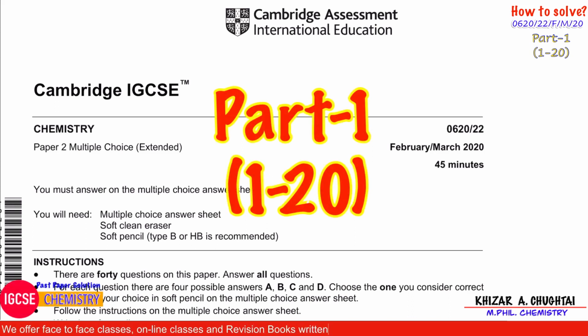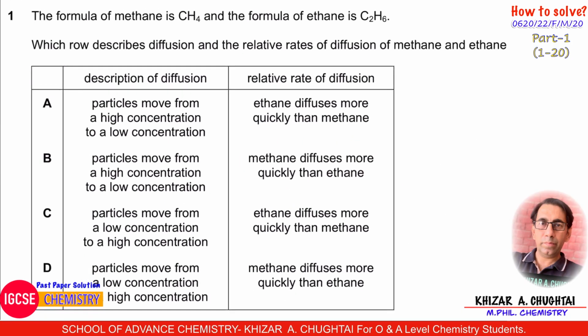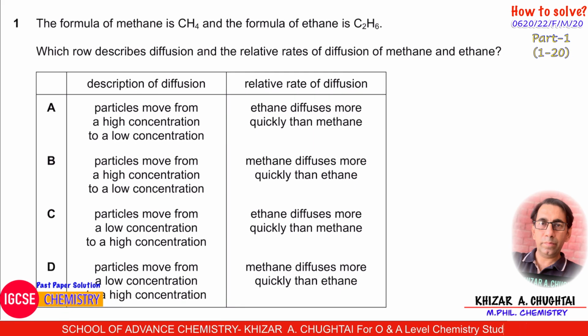I'm going to explain how to solve Chemistry Cambridge IGCSE Paper 2 multiple choice questions, Extended, Feb/March 2020, Variant 2. Let's get started. Question number 1. The formula of methane and the formula of ethane. The formula of methane is CH4 and the formula of ethane is C2H6.